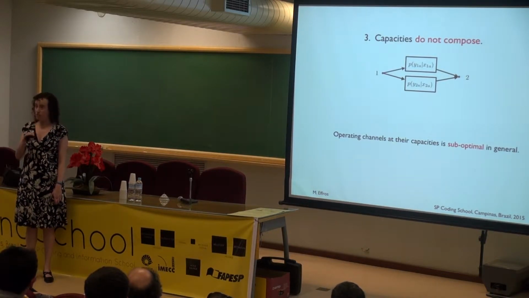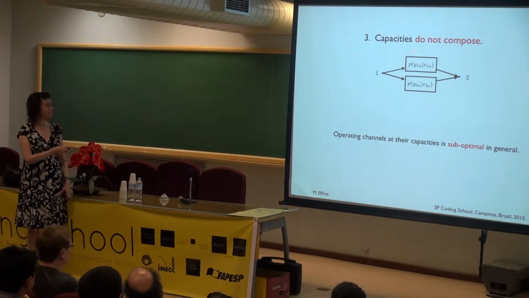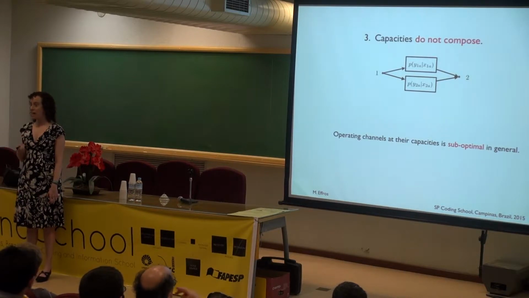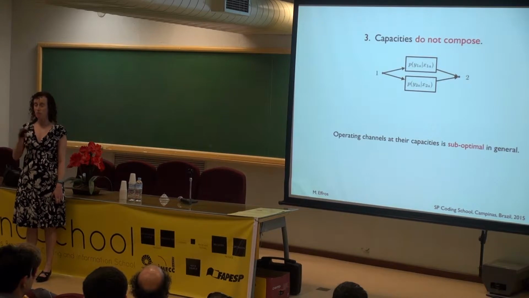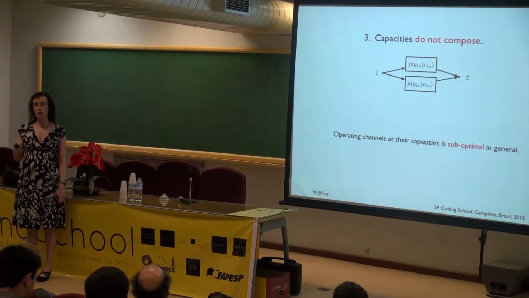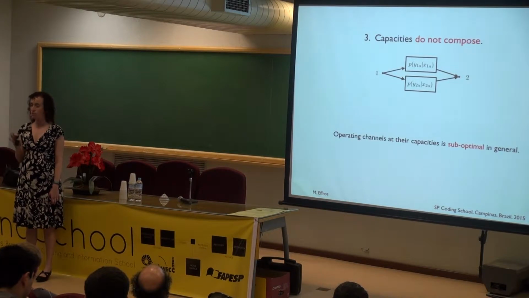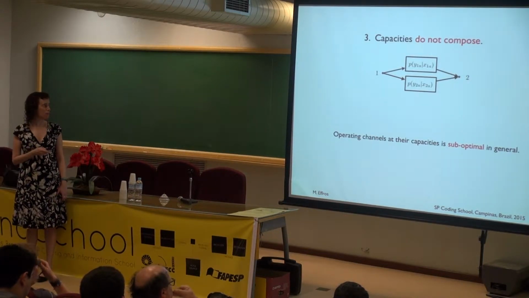They give you a lower bound. You certainly can do as well as if you operated each of these channels at its individual capacity. But that lower bound is not tight in general. In fact, sometimes what you should be doing is not operating each channel at its capacity, but operating each channel at much greater than its capacity. Sometimes you can get reliable communication that way. And let me show you in an example.